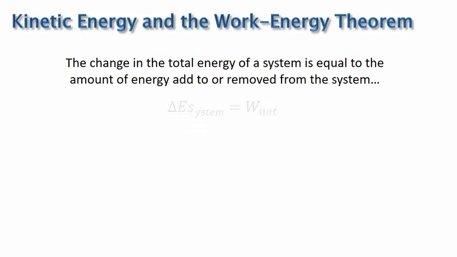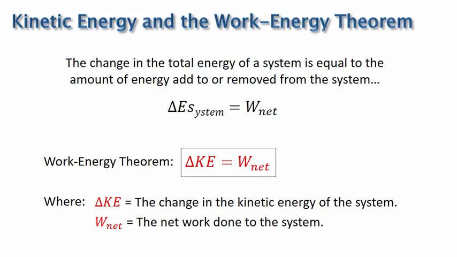Mathematically, we might write it this way, which says that the change in the total energy of the system is equal to the net or total amount of work done to the system. At this point in the course, the only energy of the system that we've discussed is its kinetic energy. So we can replace the change in the energy of the system with the change in the kinetic energy of the system. This equation is called the work energy theorem, where delta KE is the change in the kinetic energy of the system, and W net is the net or total work done to the system.